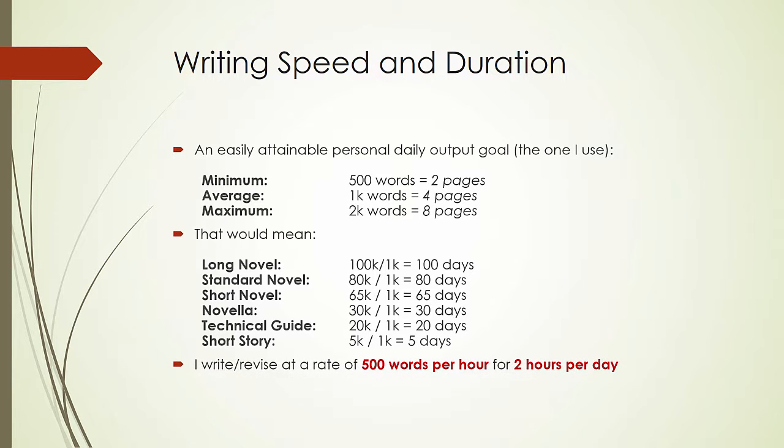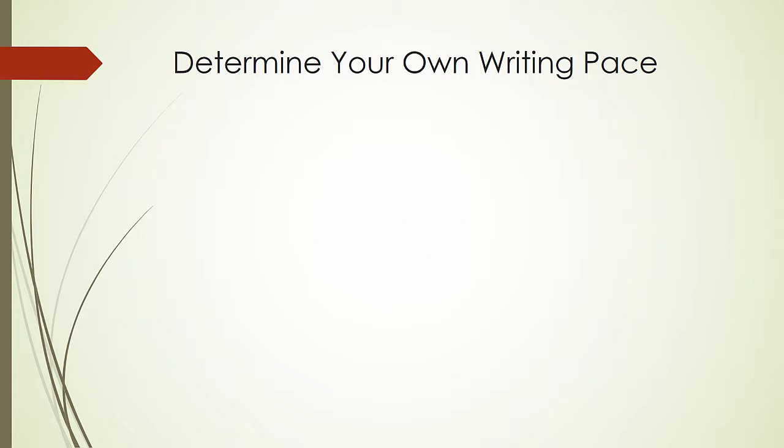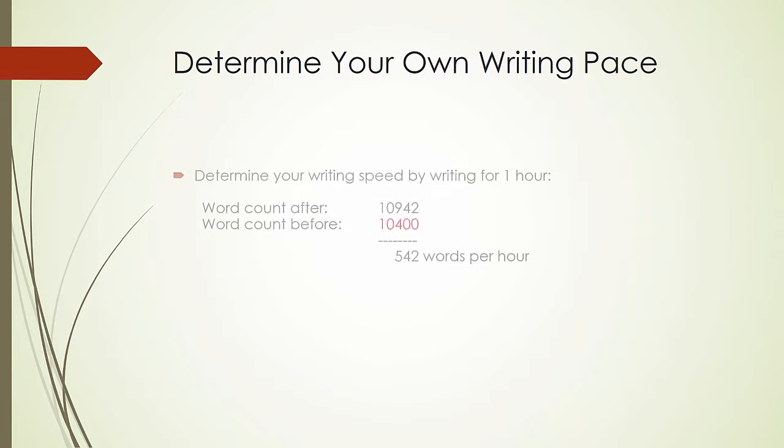I write and revise at a rate of 500 words per hour, or about 2 hours per day, and it's primarily because of this waterfall effect that I usually edit as I write. So my first draft looks very clean, but it makes me write a little slower. Probably not a strategy you want to adopt. Now, what you should do is determine your own writing pace.